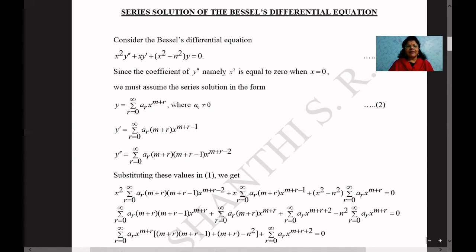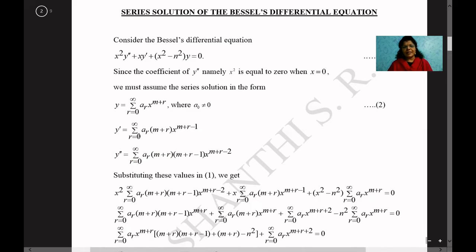Substitute these three values in equation number 1. So equation number 1 will be: the first term, x square into y double dash. What is y double dash? Sigma r equal to 0 to infinity a r into m plus r into m plus r minus 1 x power m plus r minus 2, correct? Plus the second term. What is the second term? X into y dash.